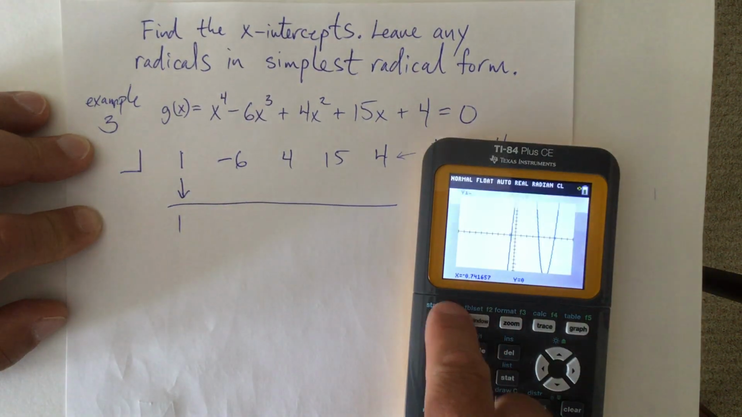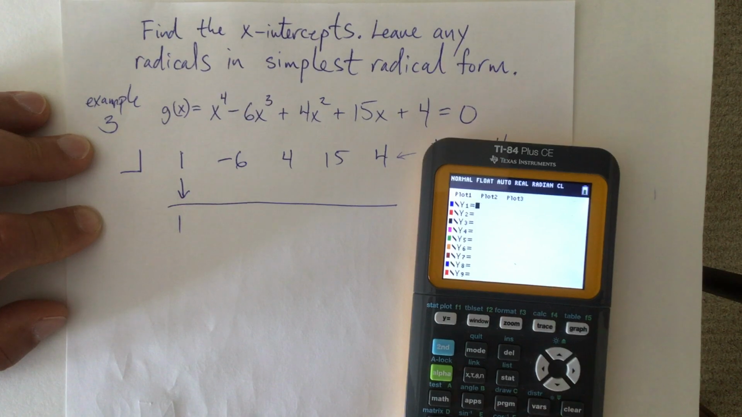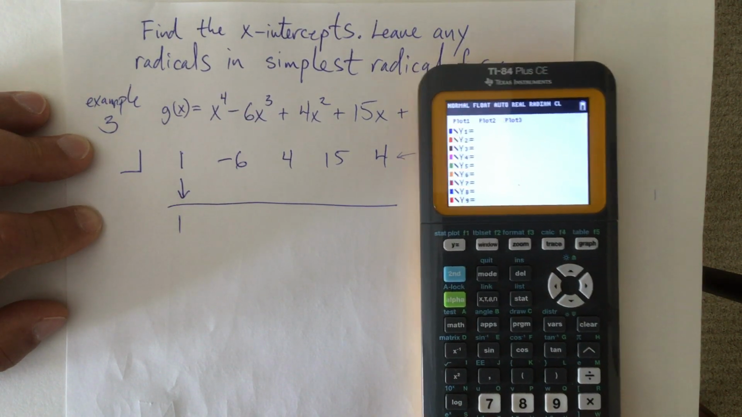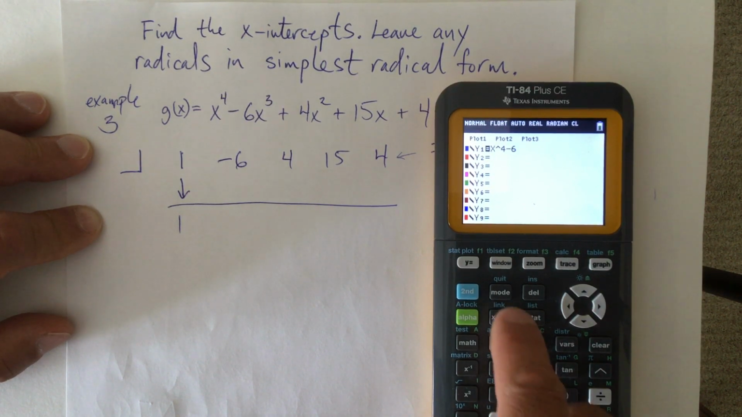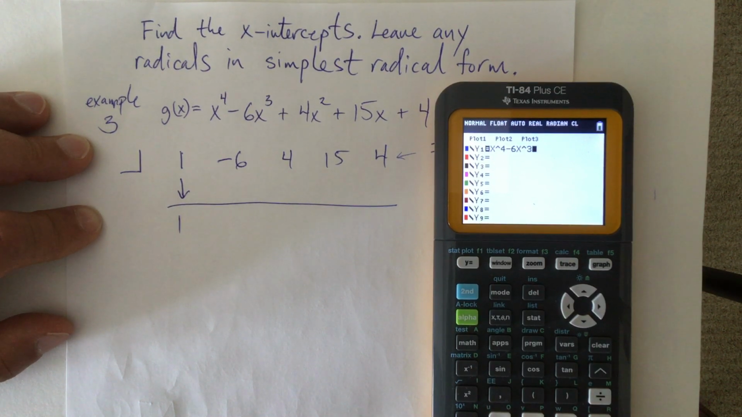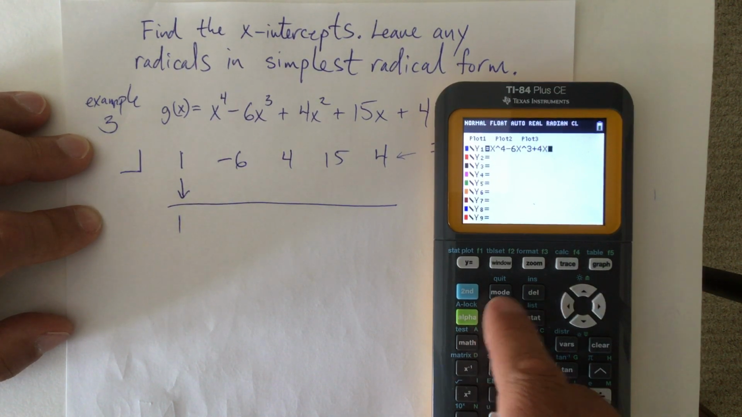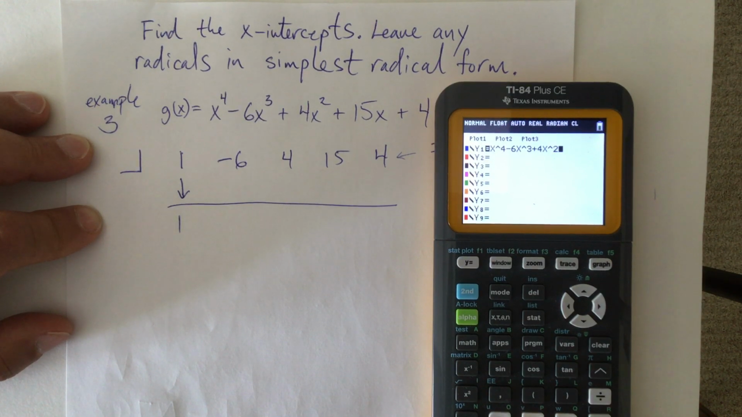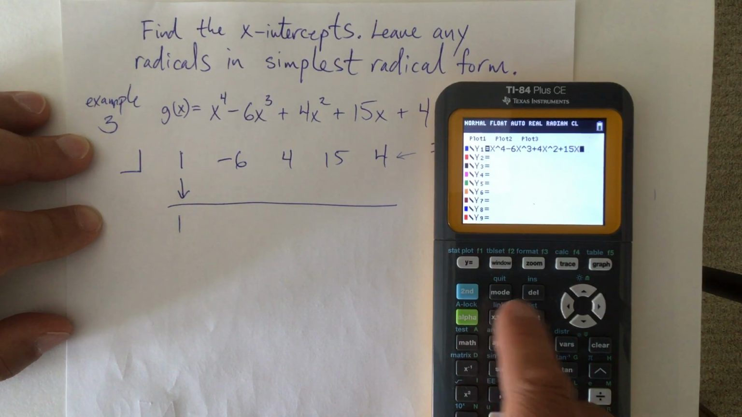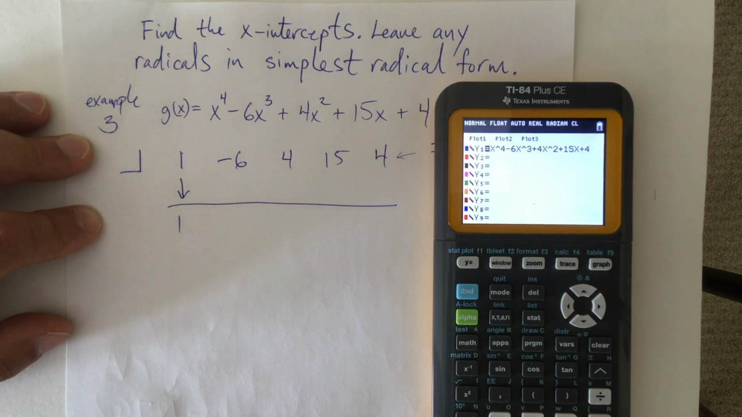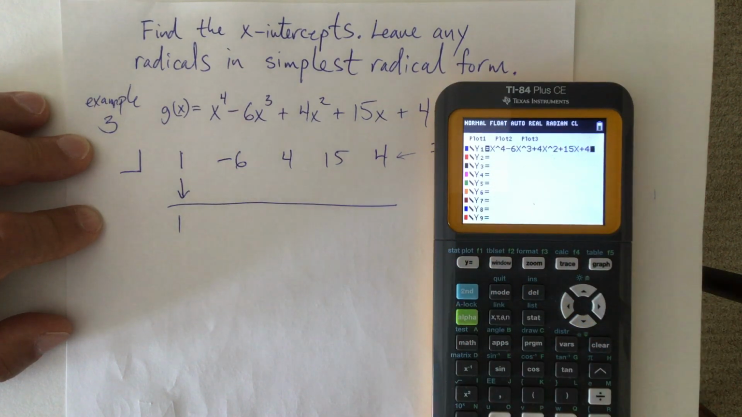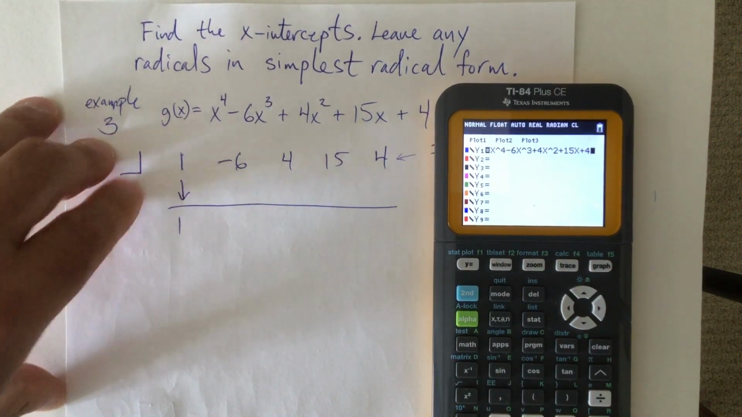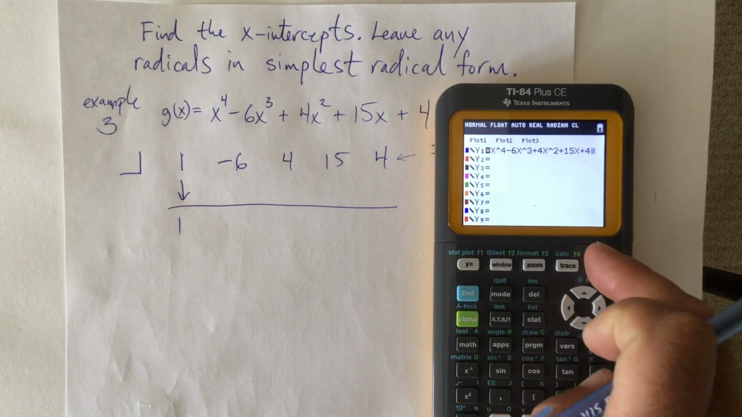So I'm going to go back to y equals. I am going to clear all this junk out. I am now going to use my buttons and punch in x to the 4th, minus 6 x cubed, plus 4 x squared. I'm not going to do this in Spanish forever. Plus 15x plus 4. Okay. Make sure you have it entered in like I do. Pause the video if you have to. Remember, pause me anytime you need to. Okay, let's hit the graph button.